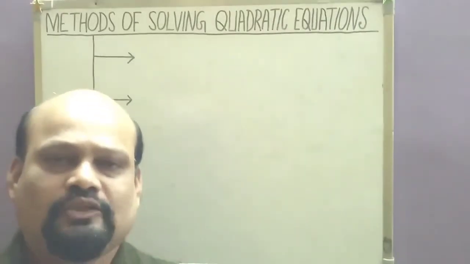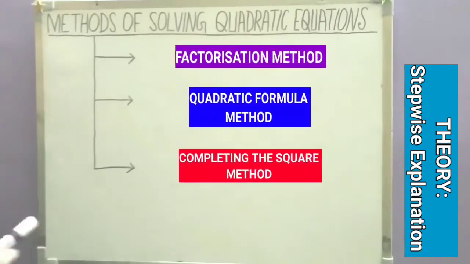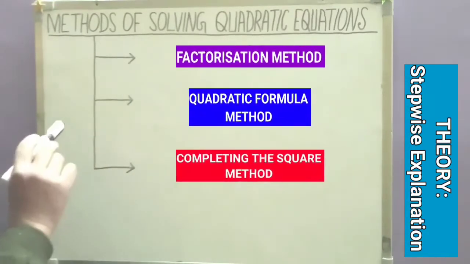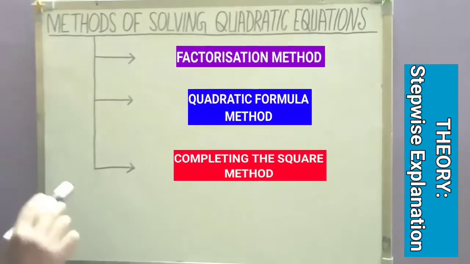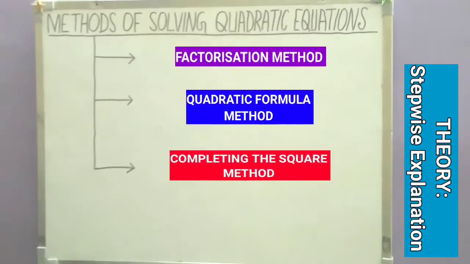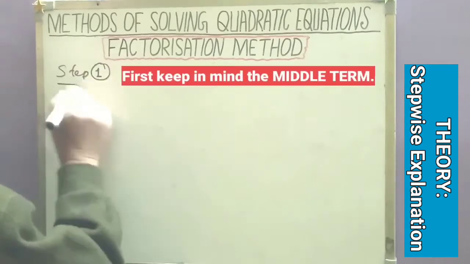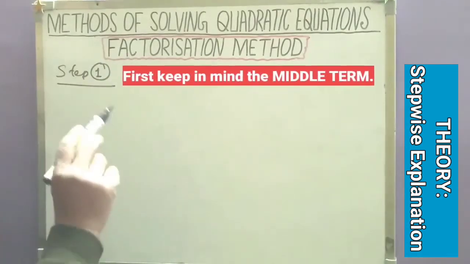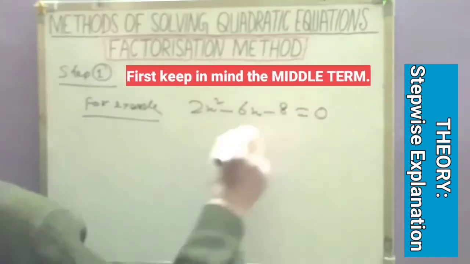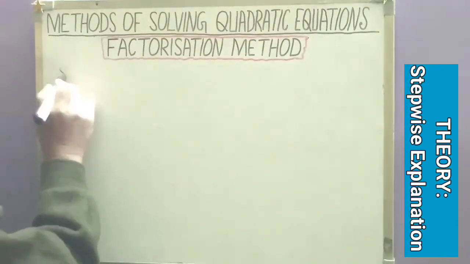Now, let's discuss methods of solving quadratic equations. First, factorization method. Second, quadratic formula method. Third, completing the square method. First, factorization method. Step 1. First, keep in mind the middle term. For example, 2x² - 6x - 8 = 0. Middle term is -6x.